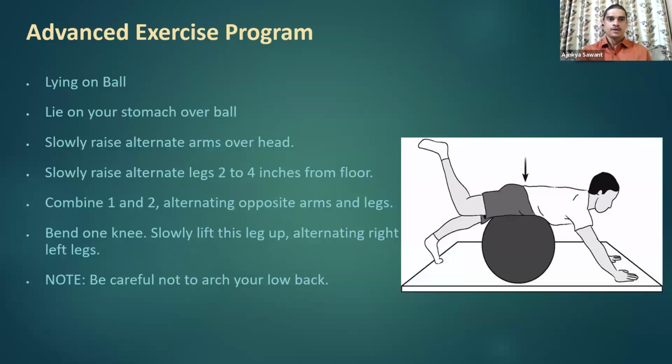Lying on the ball, lie on your stomach over a ball. Go ahead, slowly raise alternate leg 2 to 4 times. Combine one and two, alternating opposite arm, opposite leg. We do it on the bed. The same thing has to be done on the ball. The important thing is not to arch your back.